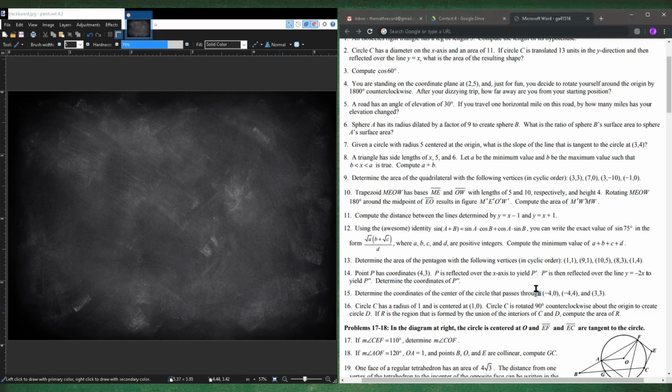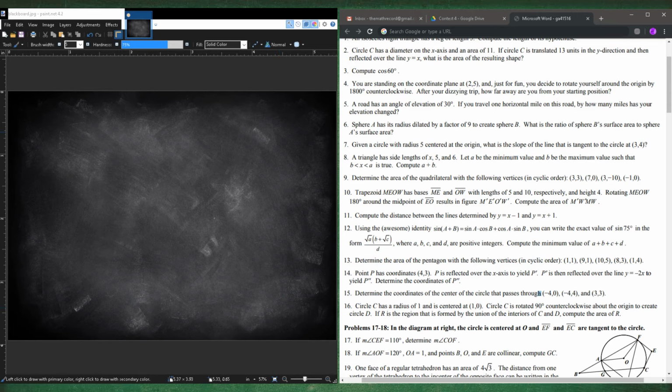Okay. Question 12. Using the identity, sine of a plus b is equal to sine of a times cosine of b plus cosine of a times sine of b, can you write the exact value of sine of 75 in the form square root a b plus square root c over d, where a, b, c, and d are positive integers? Compute the minimum value of a plus b plus c plus d.